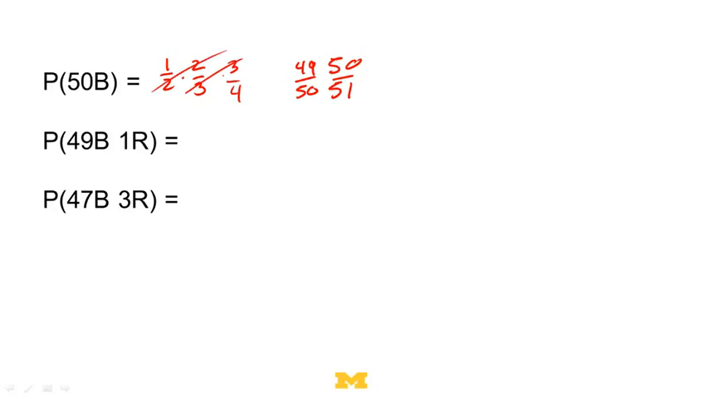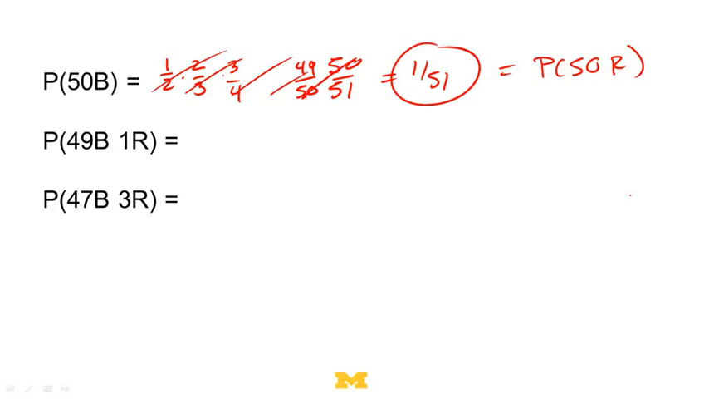Well, you can see if I multiply all these things through, they're all going to cancel out, and I'm going to get 1 over 51. So there's a 1 over 51 chance that I'm going to get 50 blue balls. And that also means there's probably a 1 over 51 chance that I'm going to get 50 red balls.